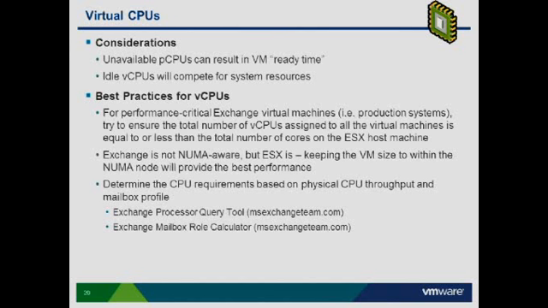And then obviously the last point here, the processor architecture is extremely, extremely important to understand if you want to get any decent amount of consolidation. And there are tools we can use to understand how many mailboxes we can get per core or per vCPU. We'll take a look at those in a minute.